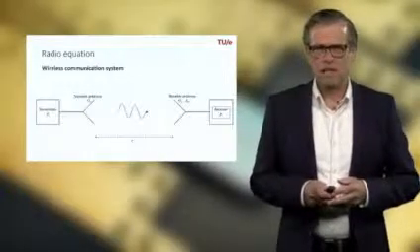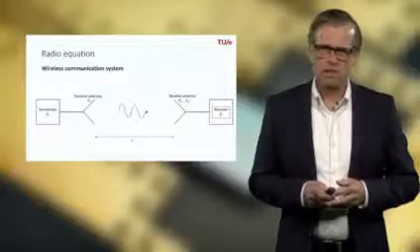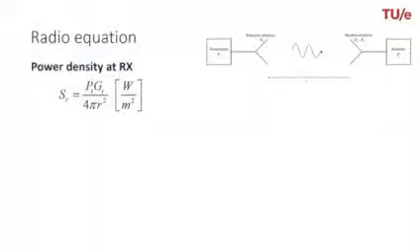Now, let's see if we can derive the radio equation based on this system. First, let us look at the power transmitted by the transmit antenna at the receiver. So we have a spherical wave expansion, and the power density at the receiver is given by the transmitted power, PT, times the gain of the transmit antenna, divided by this 4 pi r squared term, which is the spherical expansion of the transmitted wave. The power density is expressed in watts per square meter.